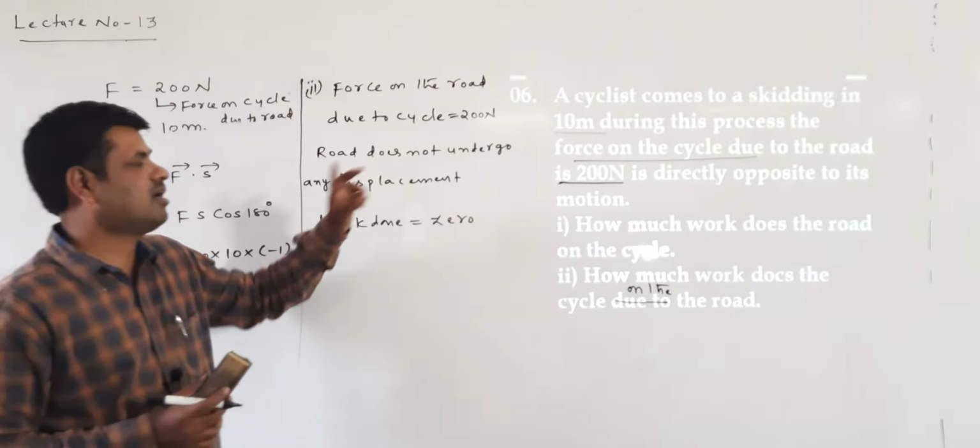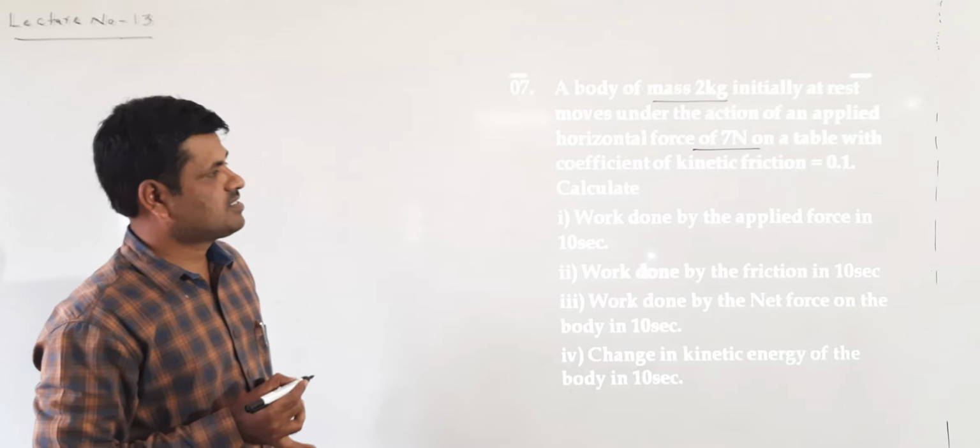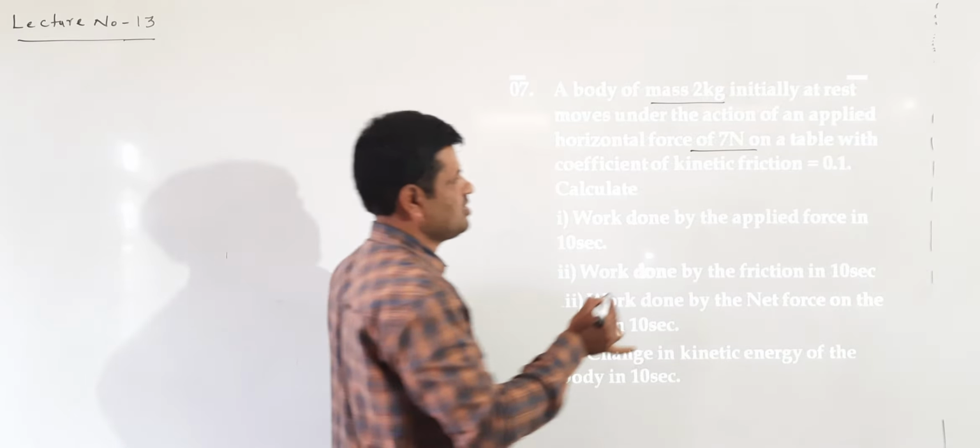A body of mass 2 kg, initially at rest, moves under the action of an applied horizontal force. The applied horizontal force is 7 Newton on the table with coefficient of kinetic friction 0.1. Right, what are the given values? First of all, write them down.